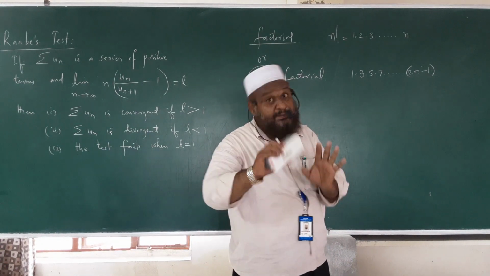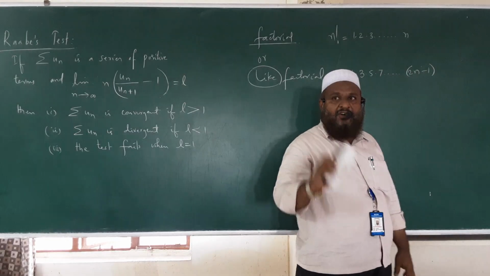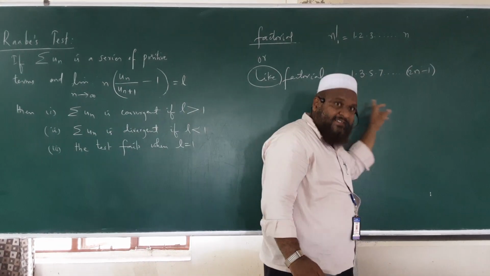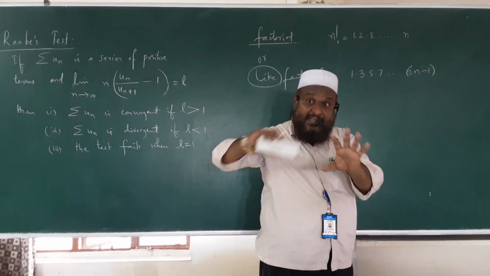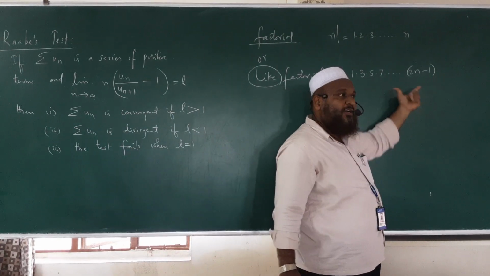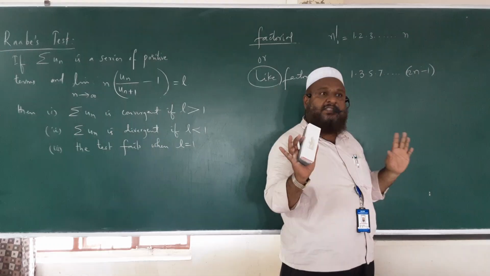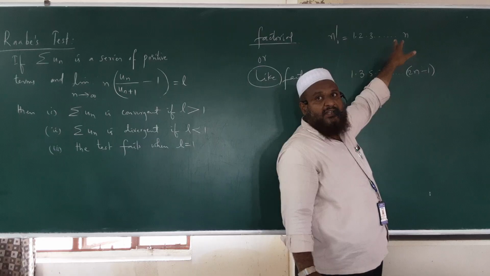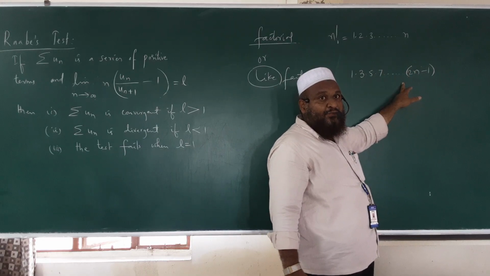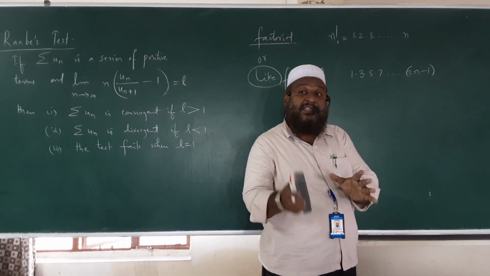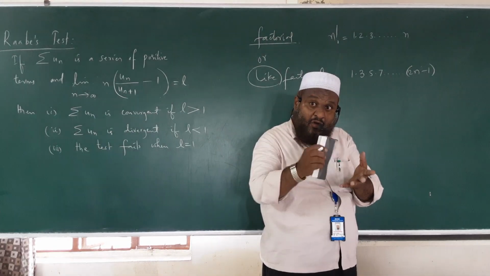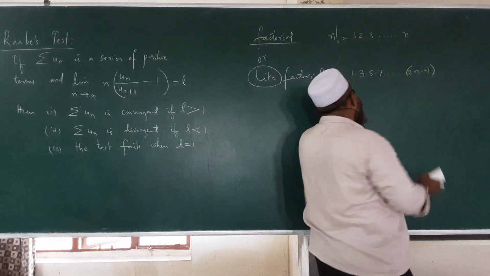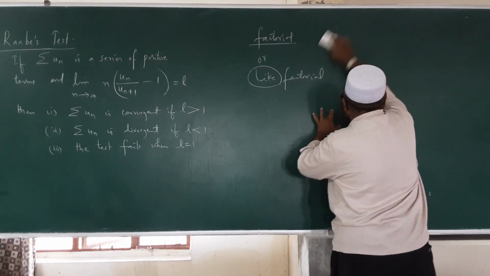Can I write it as 2n minus 1 factorial? No. But I can express this in terms of factorials, because I can multiply by 2, 4, 6 and so on and divide by 2, 4, 6 and so on, take 2 common, and express it in the form of a factorial. Let us not enter into that one. I will say simply that this product is like a factorial. So if un contains n factorial or terms like a factorial, then we will be using the ratio test.